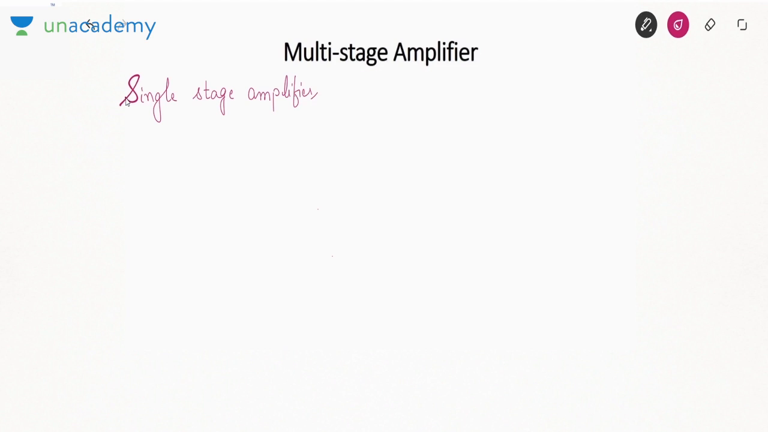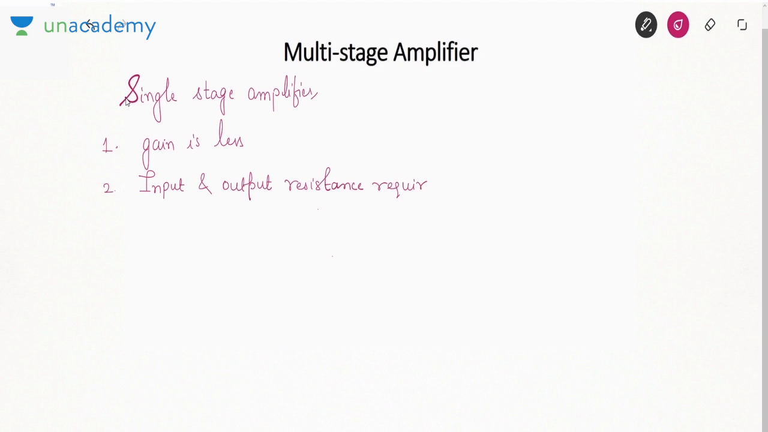That means multiple transistors are used instead of a single transistor to amplify the input signal or to provide the gain. But the first question that comes to mind is why we need multiple BJTs instead of a single BJT when we can amplify the signal using a single BJT. The first drawback of a single stage amplifier is that the gain is less. The second disadvantage is that the input and output resistance requirement cannot be met. That means if you need a high input resistance and low output resistance, you cannot obtain it using just a single stage.